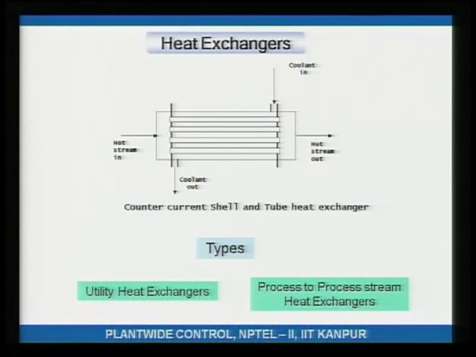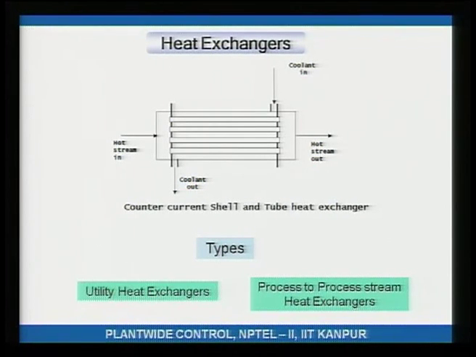Well, heat exchangers, the most commonly used heat exchangers in industry are the shell and tube type heat exchangers. And why are they most commonly used? Because this configuration packs a lot of surface area for heat transfer, probably the largest surface area for heat transfer in a small volume. Okay.